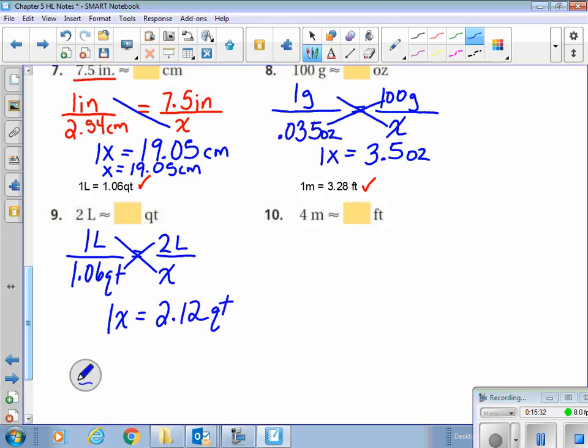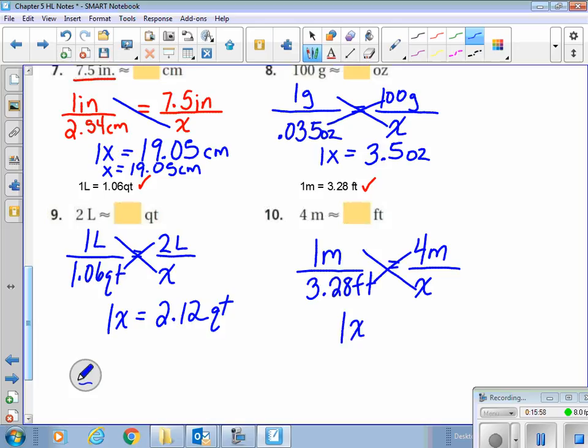Again, you can get rid of that 1 by dividing both sides by 1, but it does not change your answer. And in the last one, they're telling me that 1 meter is about equal to 3 and 28/100 feet. They gave me 4 meters. I'm going to match up my units. 4 meters should be on top because meters was on the top of my first ratio. I'm looking for x feet. Cross products would be 1x, and 4 times 3 and 28/100 leaves me with 13 and 12/100. My unit on the bottom is feet.